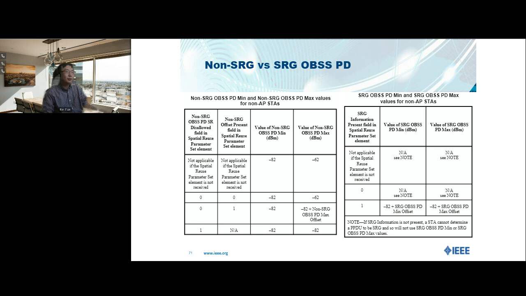Okay. So there's a question I see in the Q&A: what's a good application of SRG? Generally, I would say it's a deployment where the APs are under your control, so you optimize the parameters for the common good. So a mesh or enterprise network, then you can define the SRG OBSS PD.